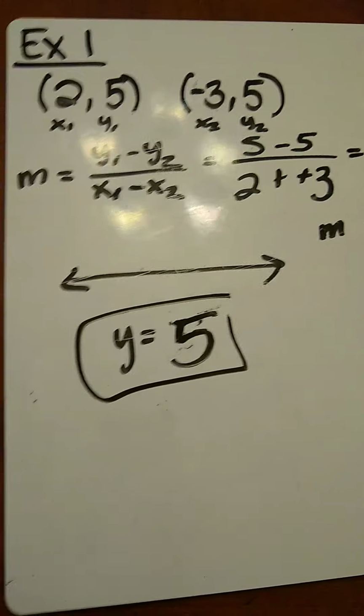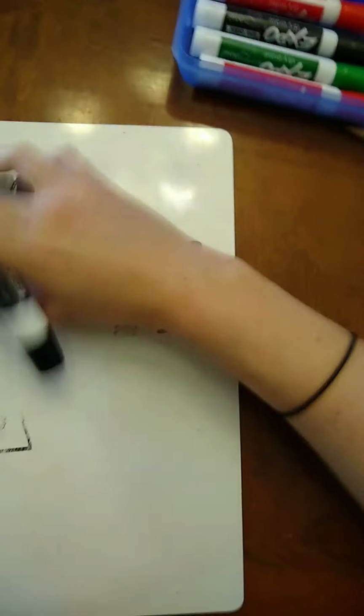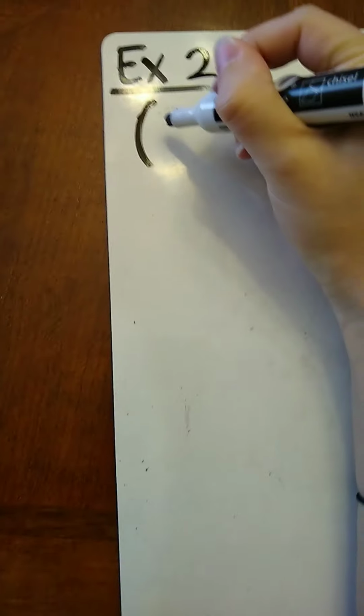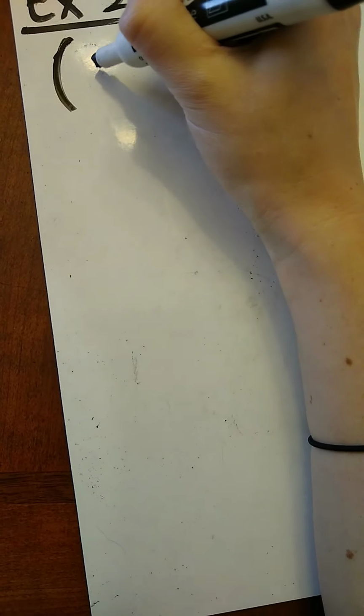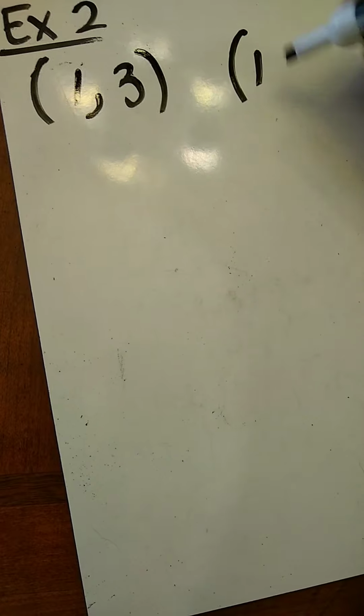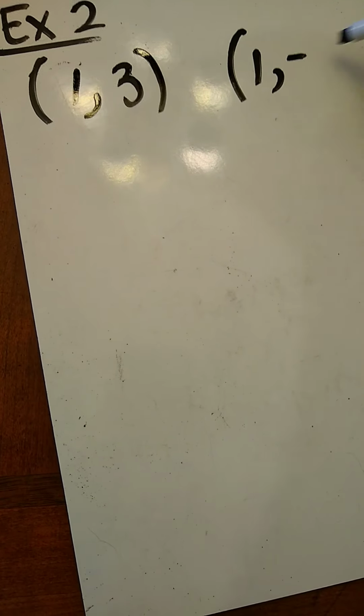Now there is another example that I wanted to do. Oh goodness, how am I supposed to erase this with one hand? Okay, sorry, I had to use my elbow to hold the board and make that say 2. So the other example is the flip. What if the x values are the same? So let's say I did (1, 3), and then the other point is (1, -2).